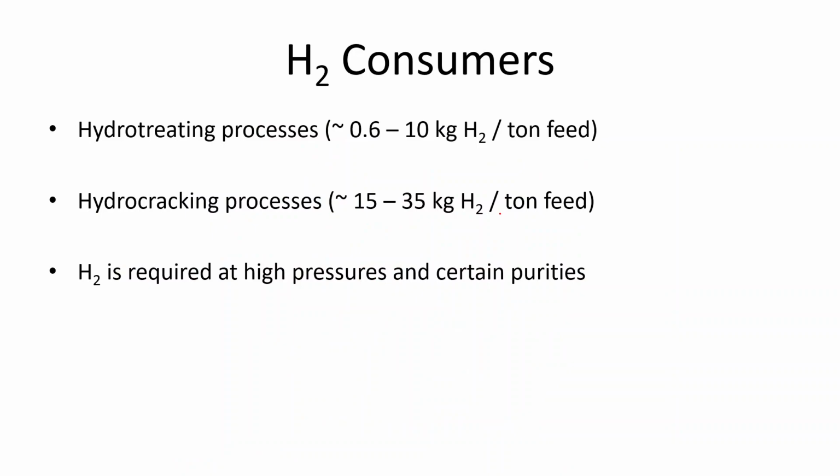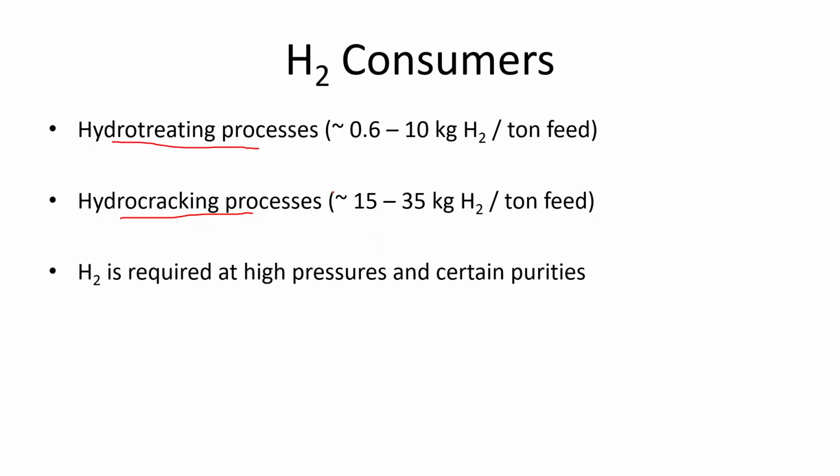So hydrogen consumers, like I mentioned before, are the hydrotreating process and the hydrocracking process. You can calculate how much hydrogen is required per ton of feed if you know the concentrations of impurities. From the mole balance, you know exactly how much you require. The same goes for the hydrocracking process: if we know the feed characteristics and what kind of products we want to produce, from the mole balance you can calculate that as well. I showed you that the other day.